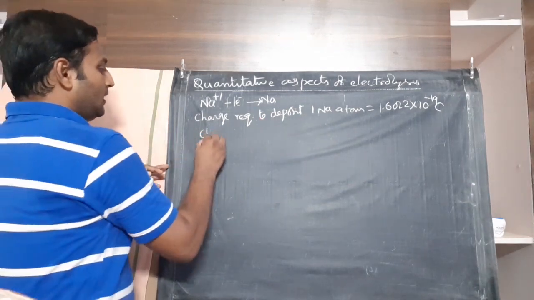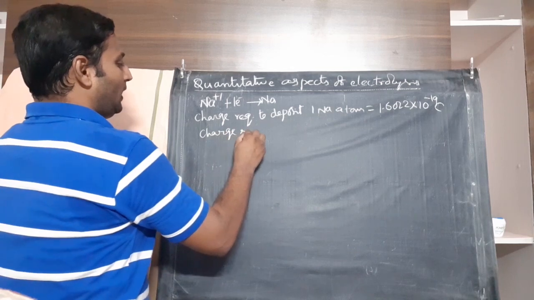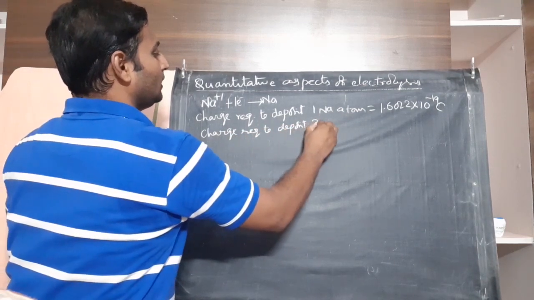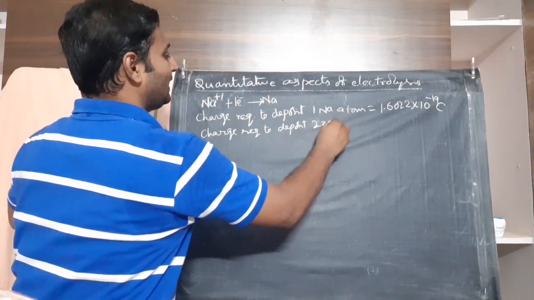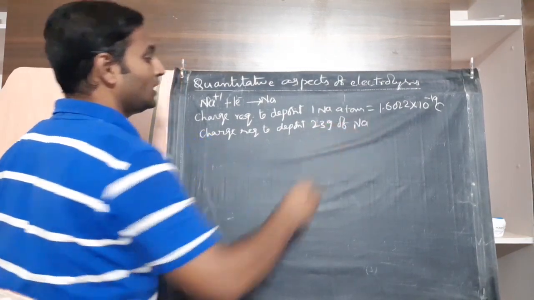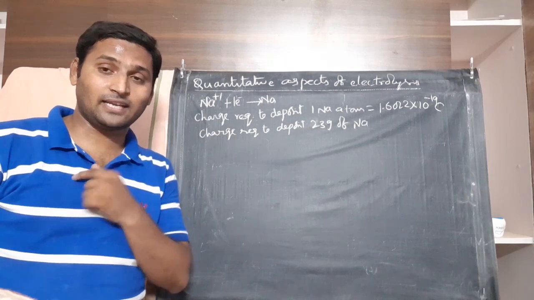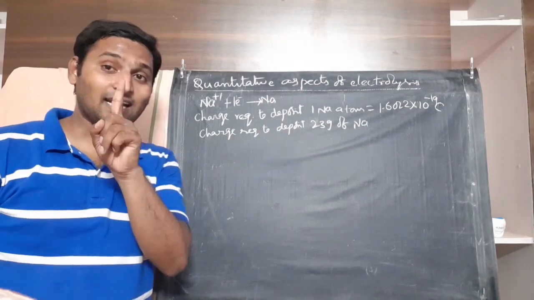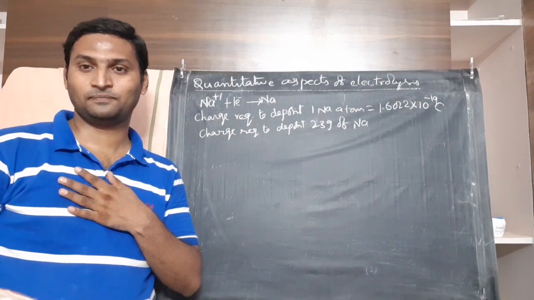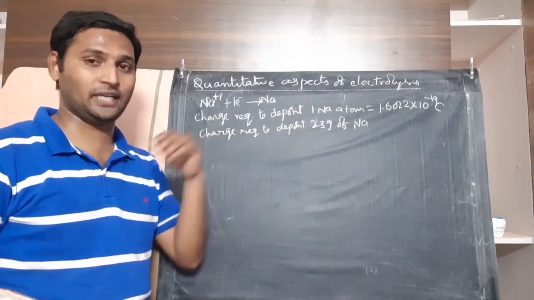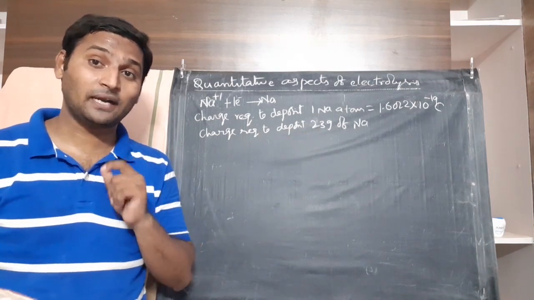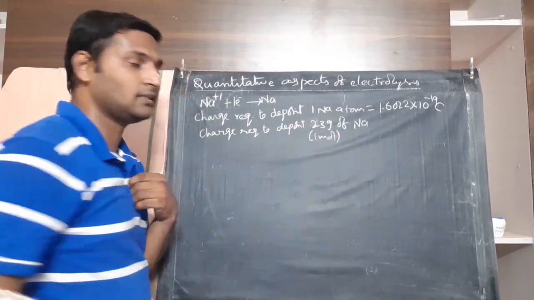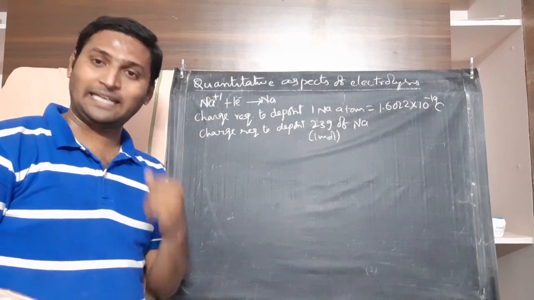Then charge required to deposit 23 grams of sodium. Why did I take exactly 23 grams of sodium? You are right. I am taking exactly 1 mole of sodium or 1 gram atom of sodium, which is 23 grams. That contains how many particles? 1 mole contains how many particles? 6.023 into 10 power 23.